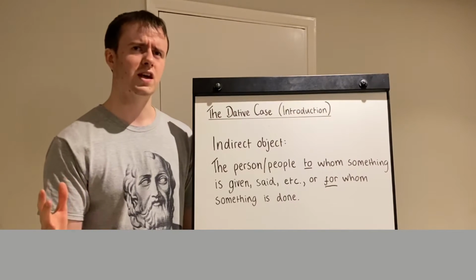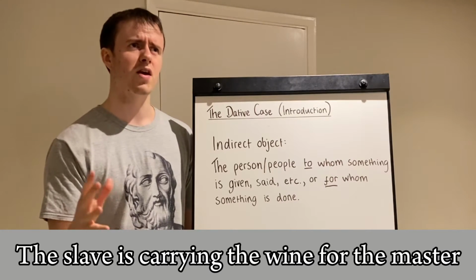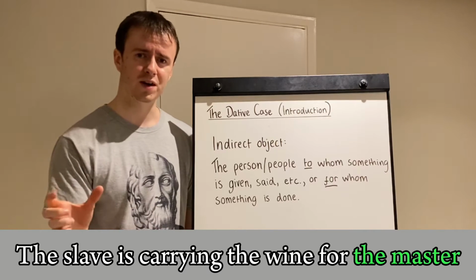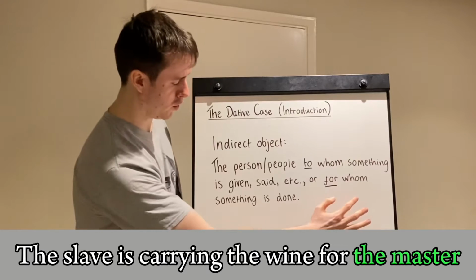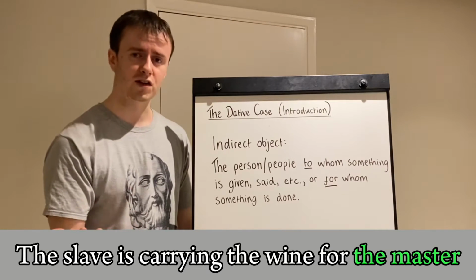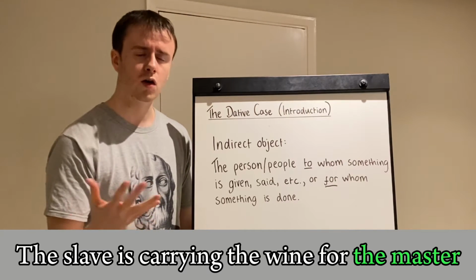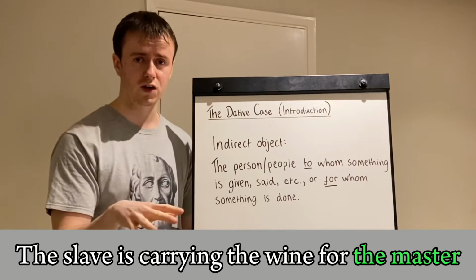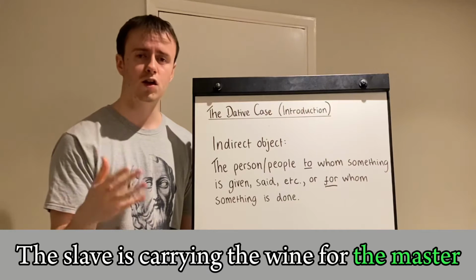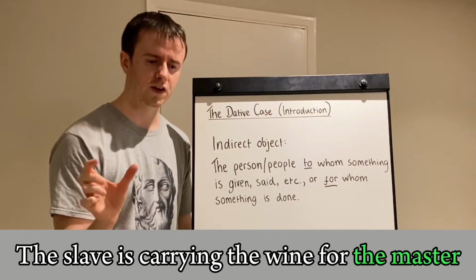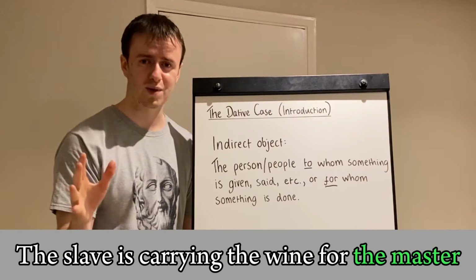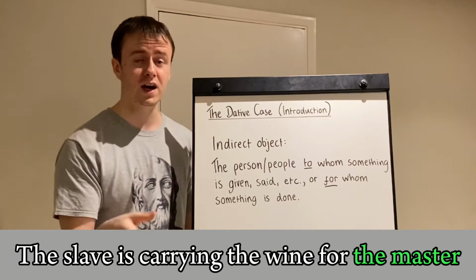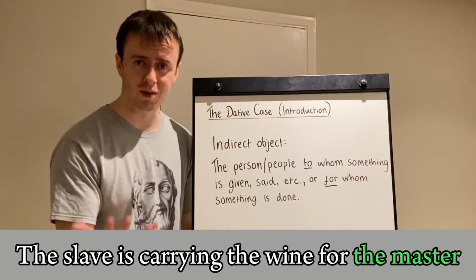Here we can think of the sentence, the slave is carrying the wine for the master. There, the master is the person for whom something is being done. That is to say, something is being done on his behalf. And so the master is therefore the indirect object, and in Greek, you would simply put the master in the dative case. You wouldn't have a separate word meaning for. You would just put the master in the dative, and in that context it would mean for the master.